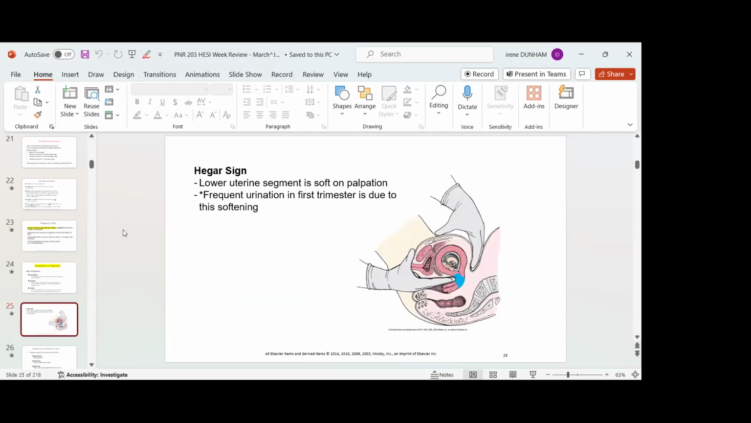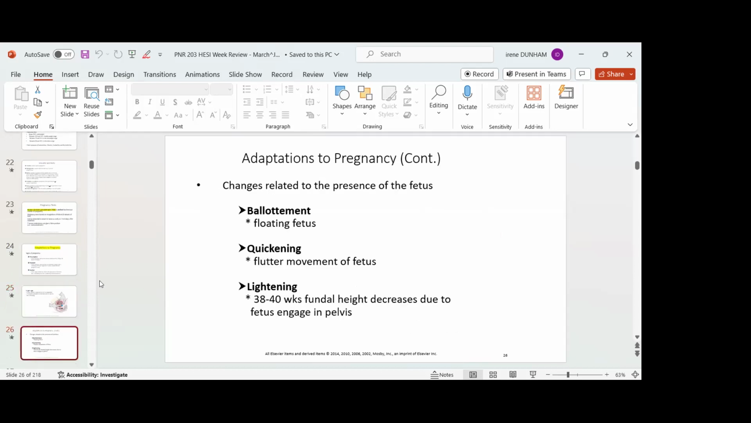Now here I put a picture, and here is the Hegar sign. This is how we do a vaginal exam. My one hand is on top of her belly, and under here I have my sterile hand inside. Here I can palpate, I can feel the lower uterine segment, and it's really soft. It's a big change. All right, she's pregnant. These are just changes related to a fetus being there.